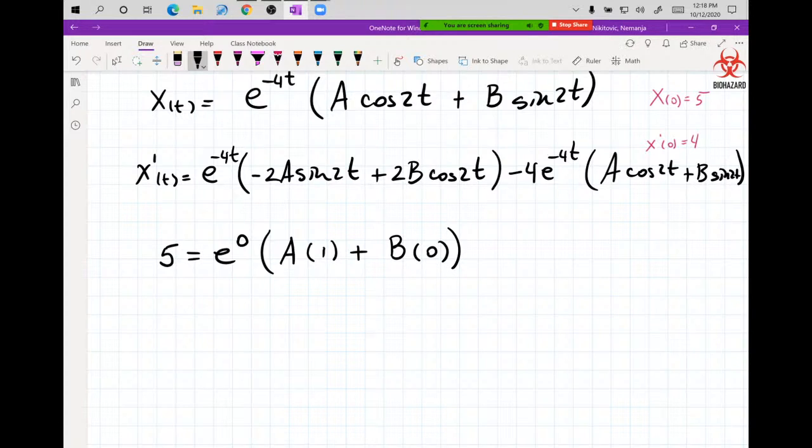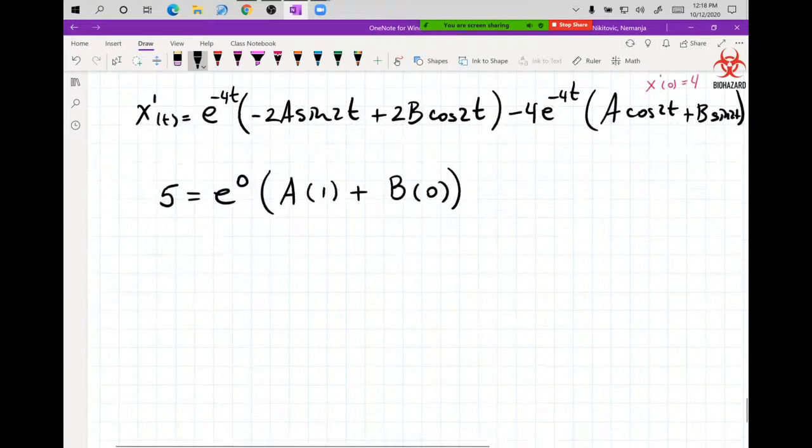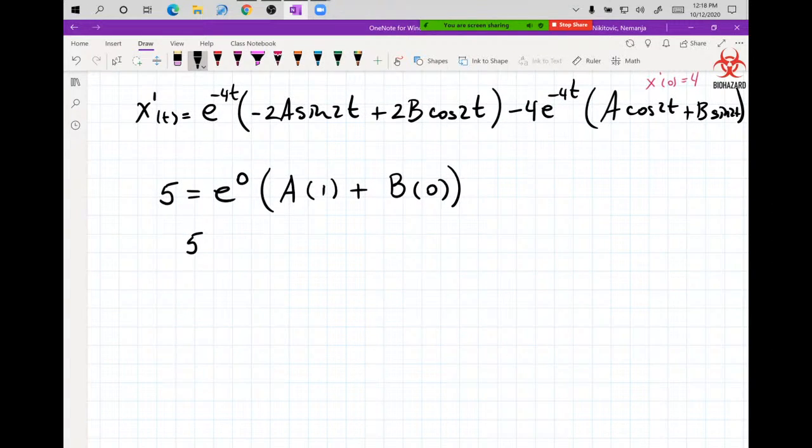So that's our top equation. It simplifies quickly to 5 equals a. A equals 5, because e to the 0 is 1, this whole thing is a, and a times 1 is a. So a is 5. Good. Done.